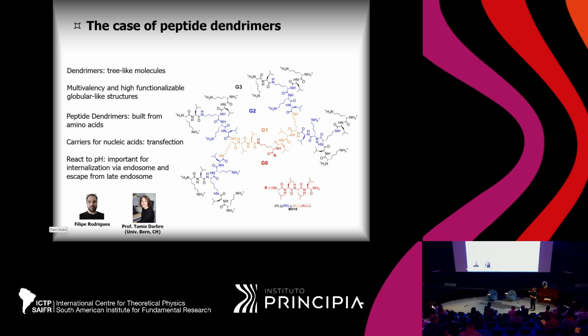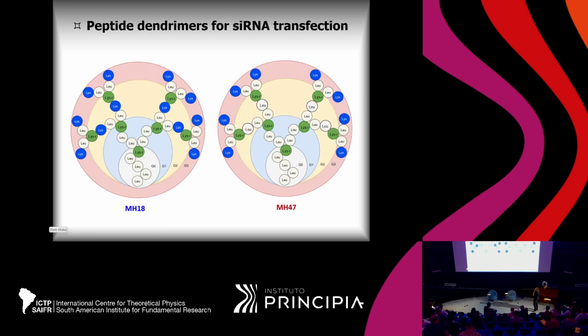Tamis was my PhD supervisor when I was in Bern. Many years after, she was developing all of this, and she asked us to do the models. She was very interested in these specific sequences because they were quite good for transfection. They are highly positive. I can show you the structure on another slide. They are just built of lysines and leucines.